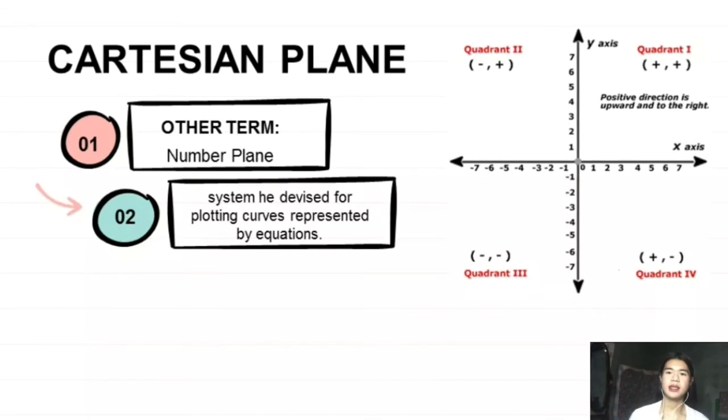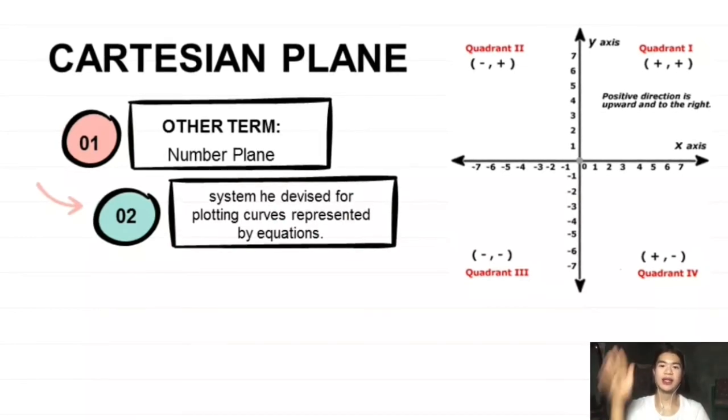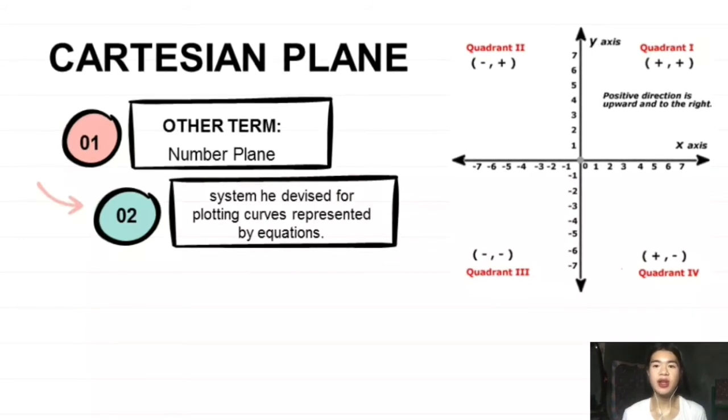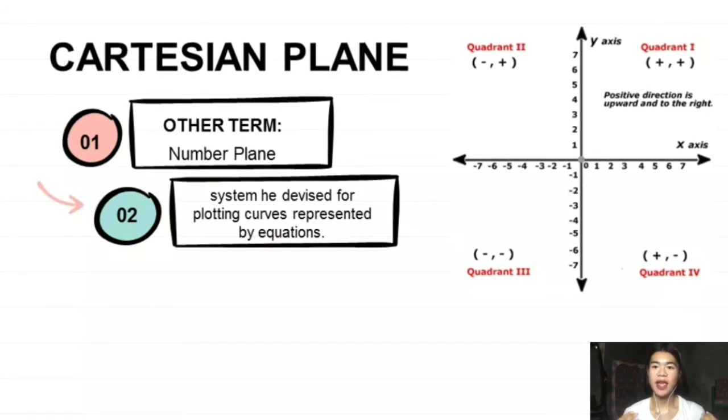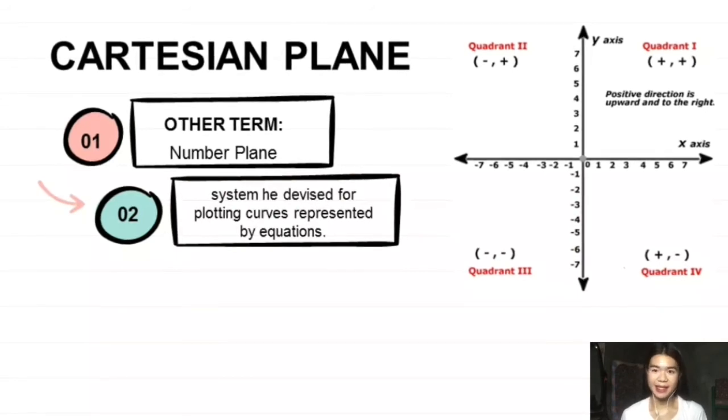The Cartesian plane is sometimes referred to as an x and y plane or coordinate plane. The horizontal line here is referred to as the x-axis, while the vertical line is known as the y-axis. An easy way to remember the order is that you read from left to right. And so the first line is the horizontal line, or the x-axis, which also comes first alphabetically.